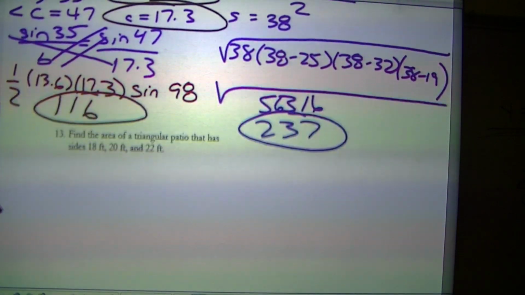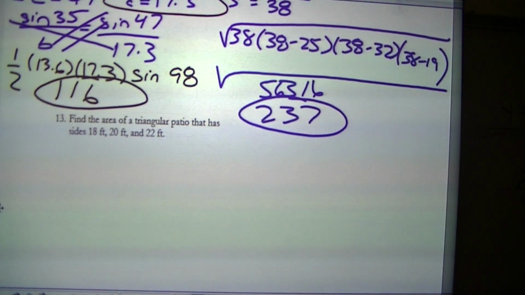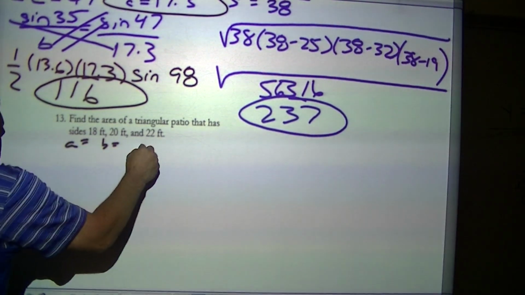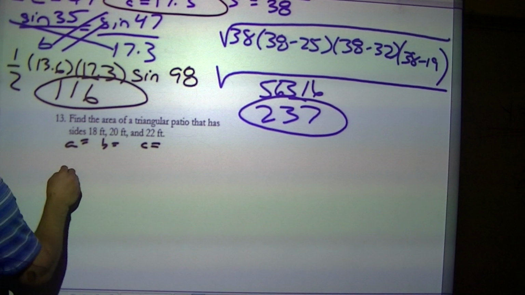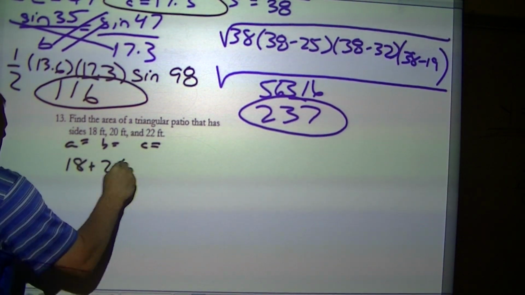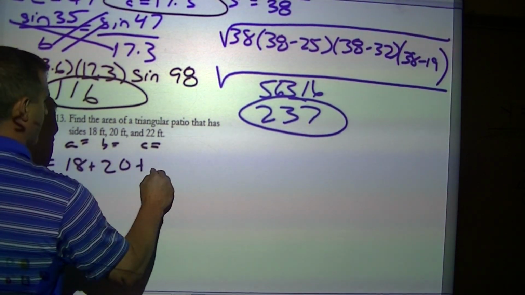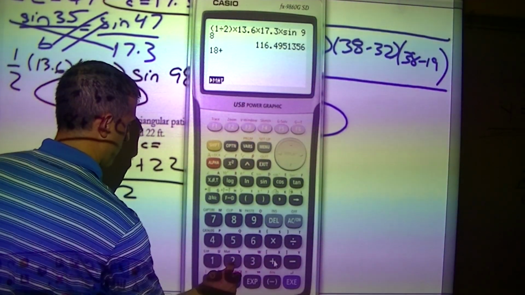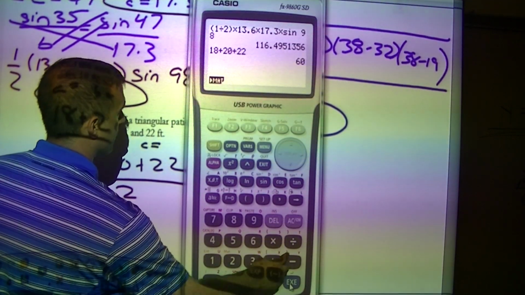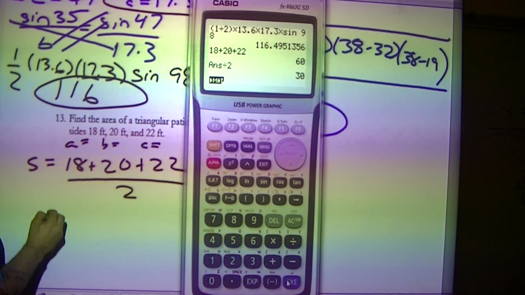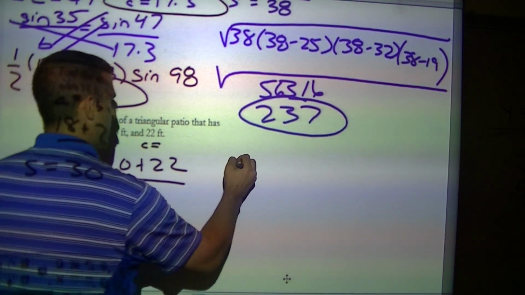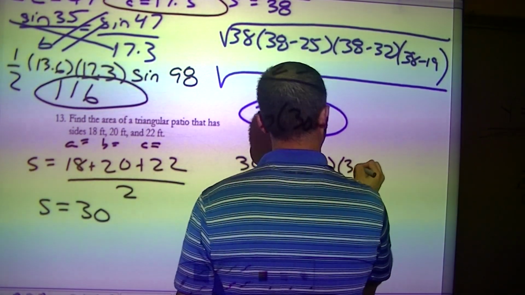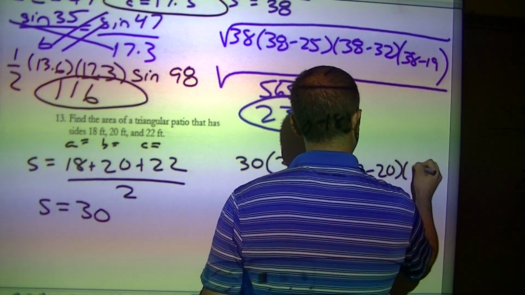Okay, last problem. It says find the area of a triangular patio that has the sides of this. Okay, so this is basically your A, this is your B, this is your C. It's just like those other problems right there. So what I'm going to have to do is first find out what my S is. Okay, 18 plus 20 plus 22, all divided by 2. My S is going to be 30. All right, same deal. What I want to do is 30, then 30 minus 18, 30 minus 20, 30 minus 22.